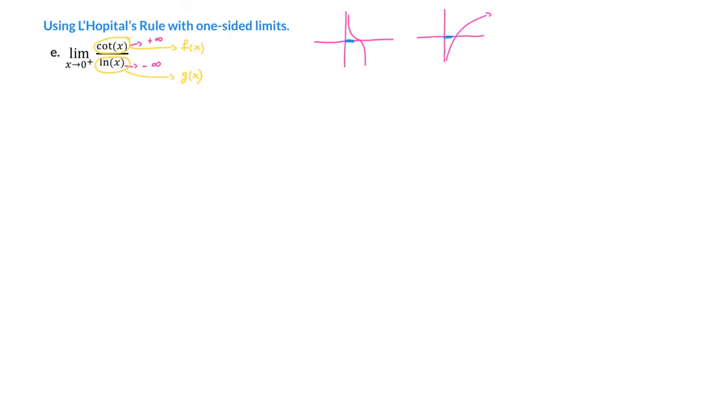Then I'm going to go ahead and look at the derivative of the denominator. Well, that is pretty easy. We can even do it mentally here. If you notice, the denominator is the natural logarithm. The derivative of the natural logarithm is 1 over x. So again, 1 over x is non-zero around 0.